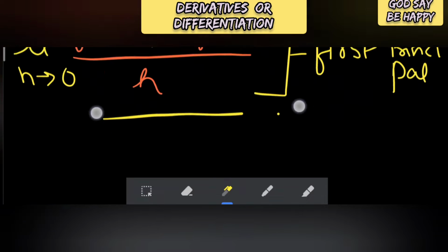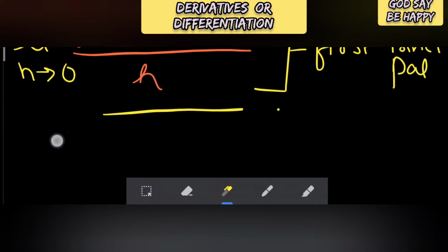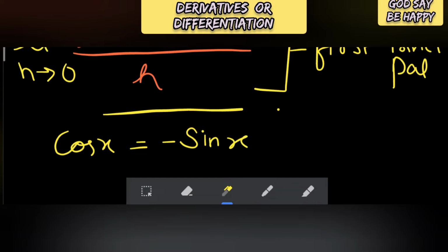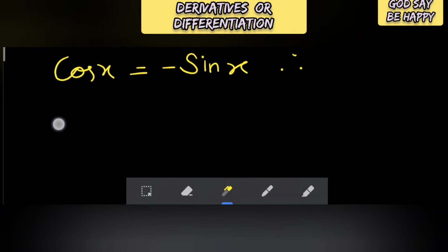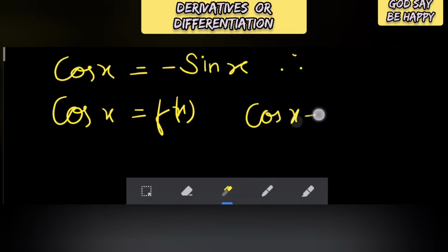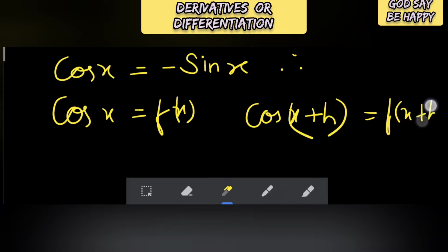For example, the derivative of cos x is minus sin x. We will prove this, but this should be learned. Let's see the proof of this. Now, cos x equals f(x), and cos(x + h) equals f(x + h).